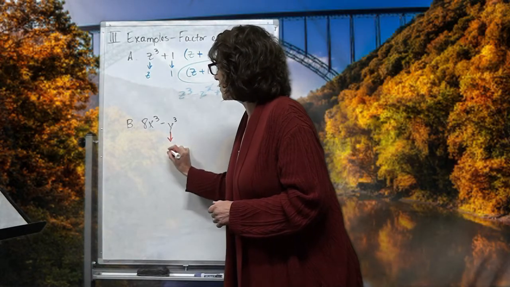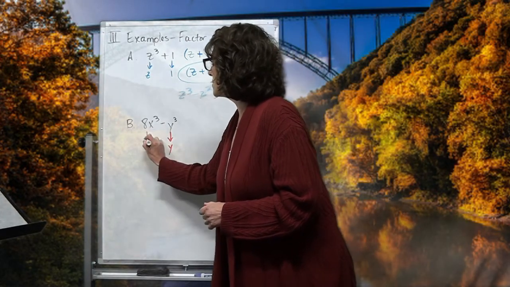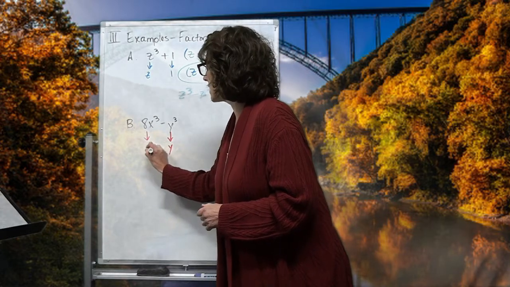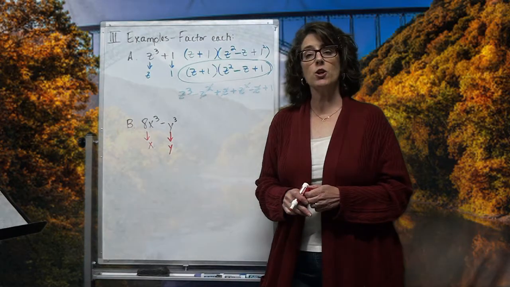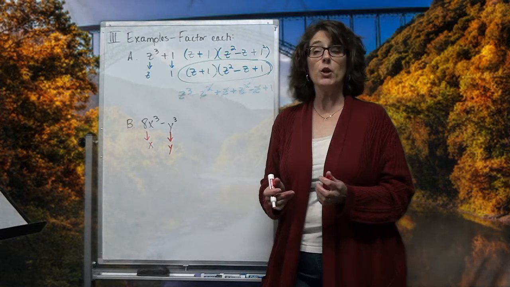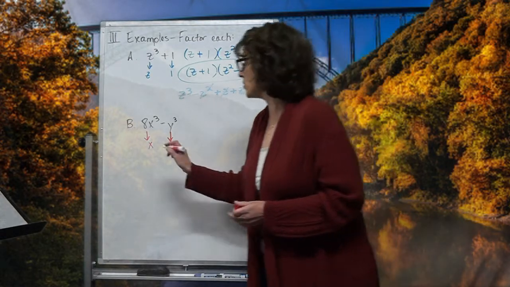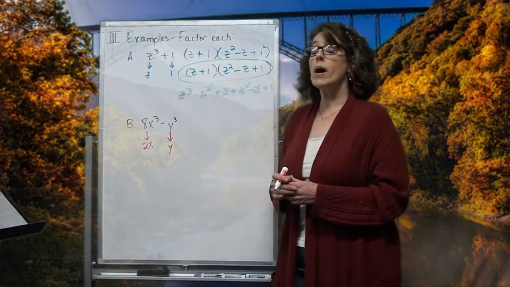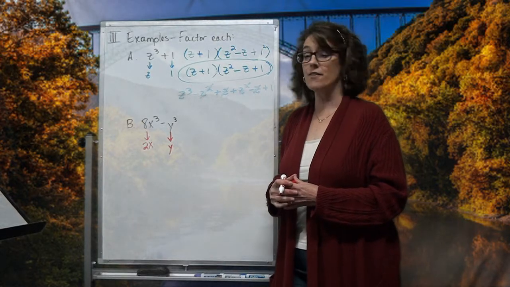Most definitely the cube root of y to the third is y. Most definitely the cube root of x to the third is x. This 8, what's the cube root of 8? 2. 2 times 2 is 4. 4 times 2 is 8, so it's a 2x. So I know that yes, this is a difference of cubes.